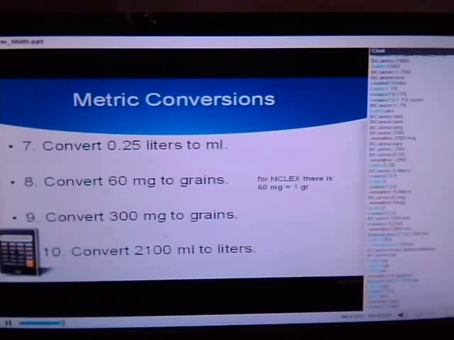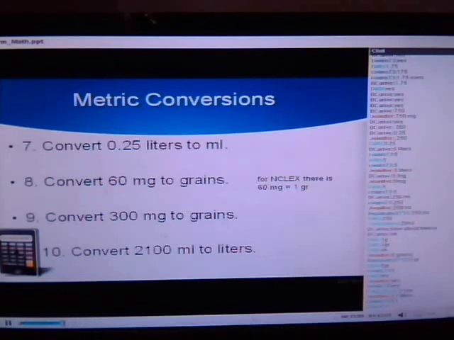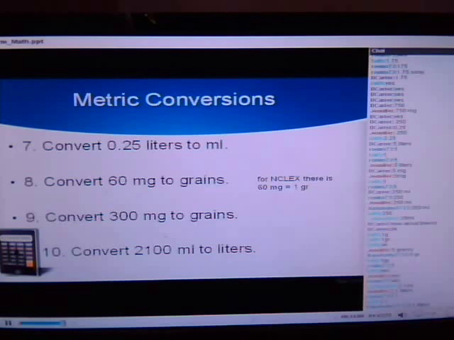Okay, now the last one, pretty simple. Convert 2,100 milliliters to liters. If we know that 1,000 milliliters equals 1 liter, then how many liters is 2,100 milliliters? You can look at it and see almost.